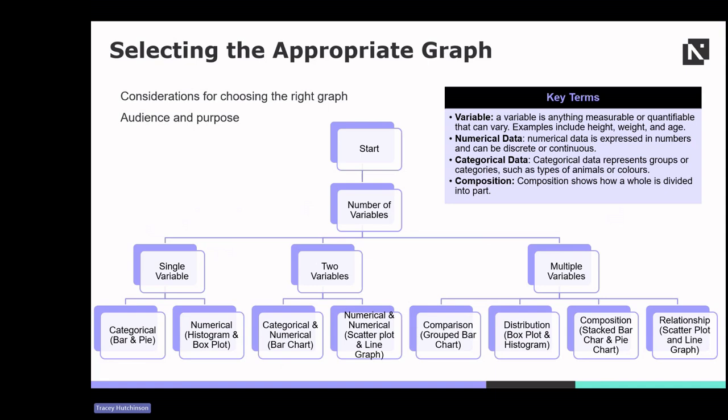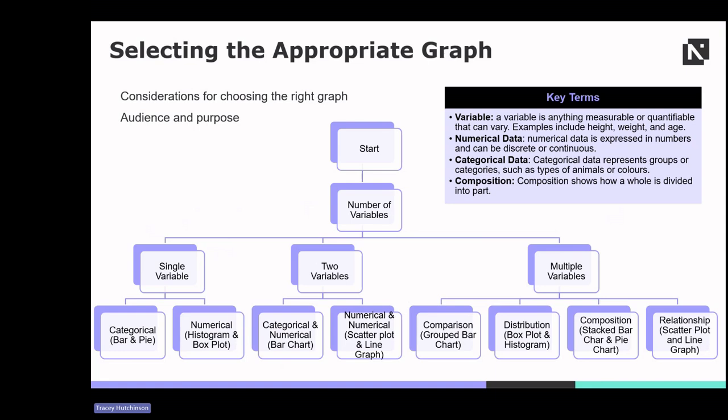For two variables, the decision depends on whether your data pairs a categorical variable with a numerical one, or if both variables are numerical. Categorical and numerical data combinations are often best shown with bar charts. If both variables are numerical, scatter plots and line graphs are appropriate.